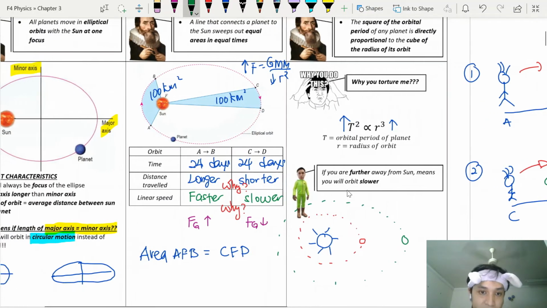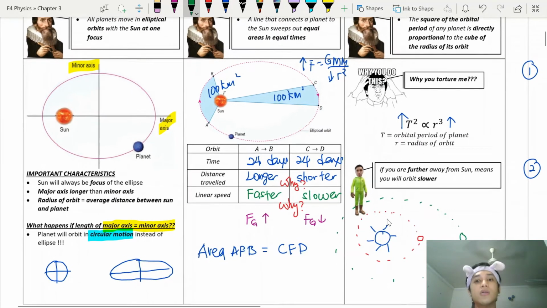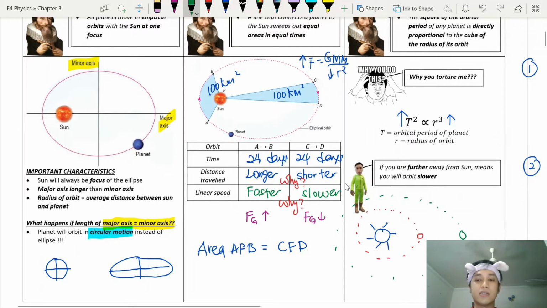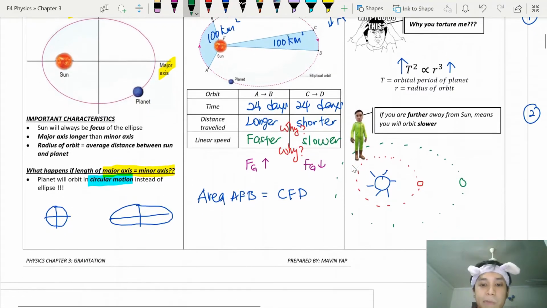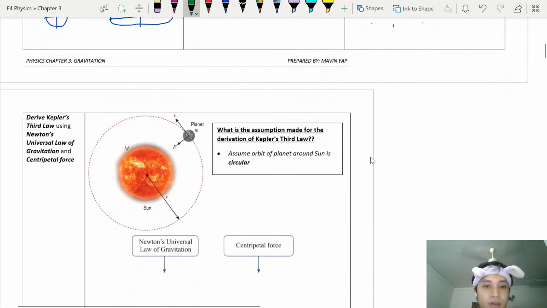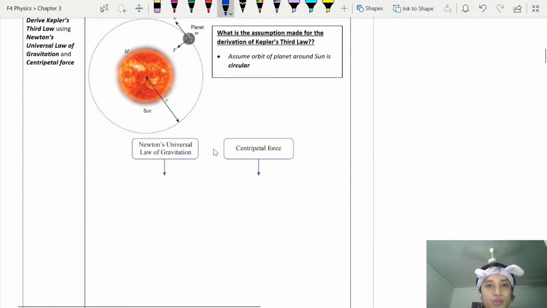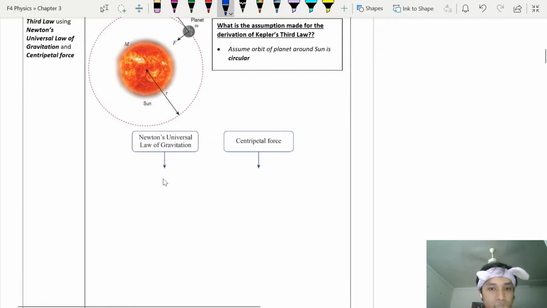So basically that is the three laws of Kepler's. It's actually not really that difficult. Now let's look at how we get this formula right here, T squared, derive Kepler's third law. So I'm just going to show you how we derive this. Basically you are still going to use the two things.